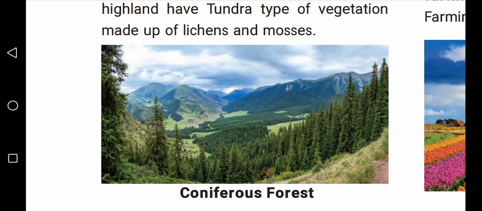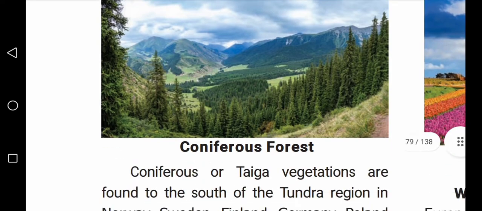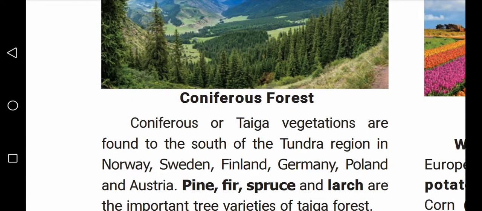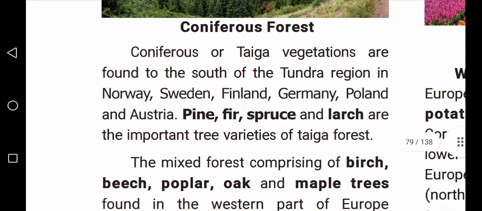Now we are going to see coniferous forest. Coniferous or taiga vegetation is found in the south of the tundra region in Norway, Sweden, Finland, Germany, Poland, and Austria. Pine, fir, spruce, and larch are the important tree varieties of taiga forest. These are all the trees found in the coniferous forest.